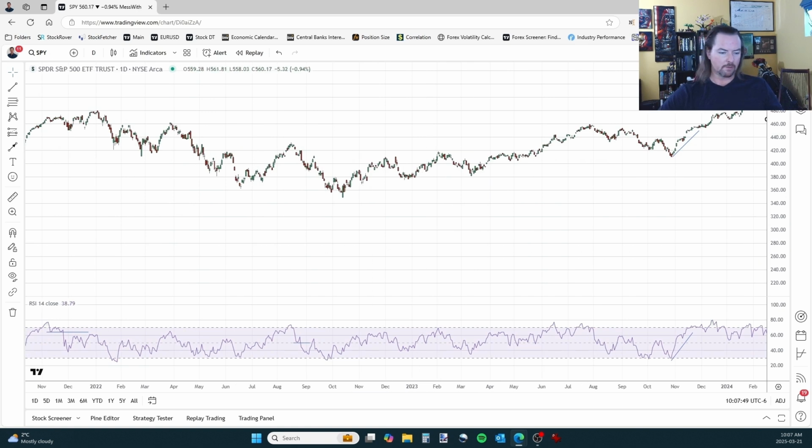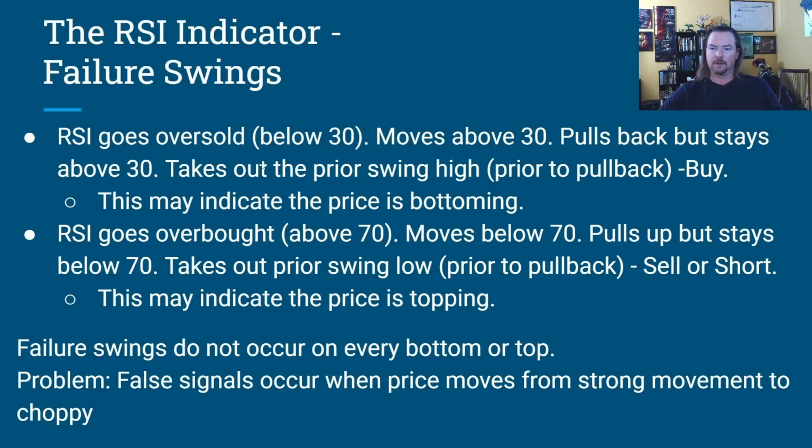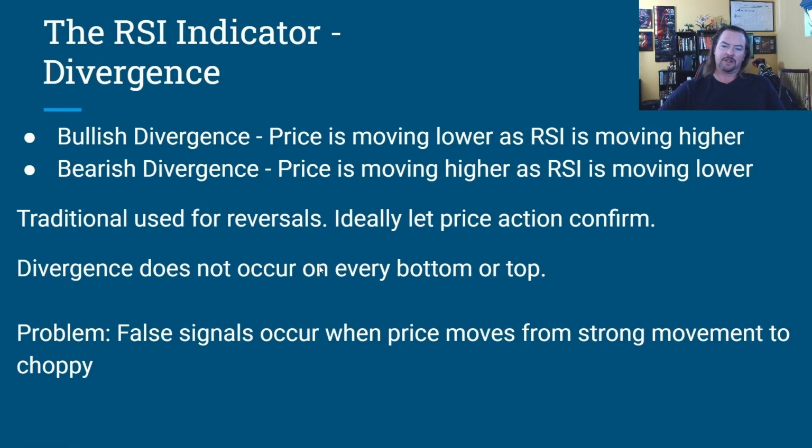So let's keep going with that. We discussed the failure swings. Divergence is another common one. So bullish divergence: price is moving lower as RSI is moving higher. That indicates, hey, maybe there's some underlying pressure here on the price. Now, if you understand the indicator, you can also understand how it can give you anomalous readings. So again, price is dropping, but the RSI is starting to move up. And typically you're going to be looking at lows, I guess, right?